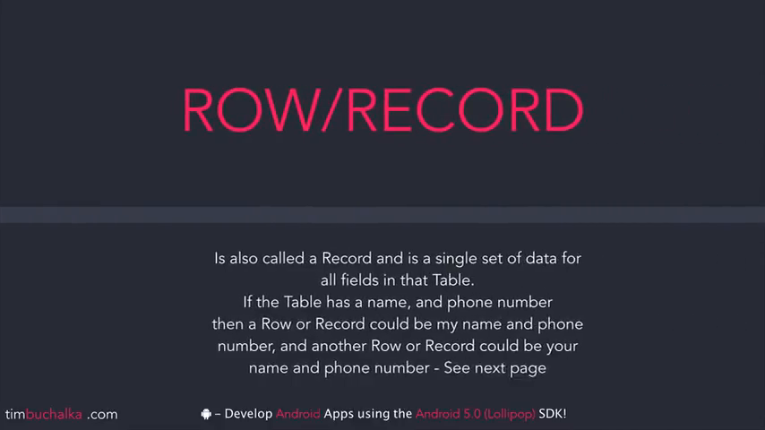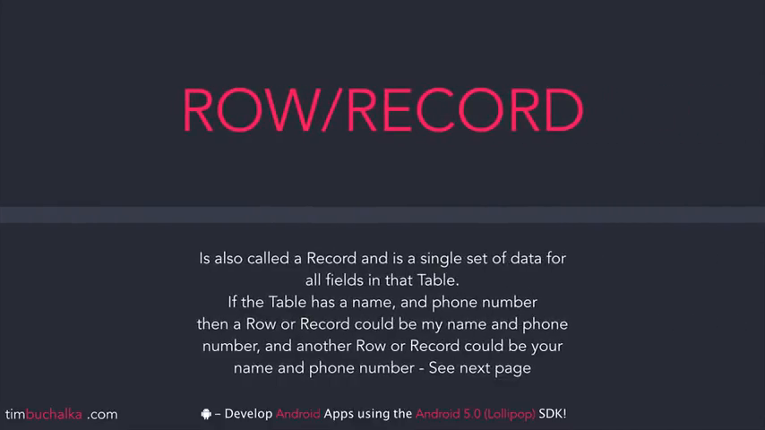A row, or record. This is a single set of data for all fields that are in that table. So if you've got 3 or 4 fields, or in the example on the screen, if the table has a name and a phone number, then a record or a row could be my name and phone number, and another row or record could be your name and phone number. So it's really a collection of all the fields that comprise one entry, if you will, in that table.